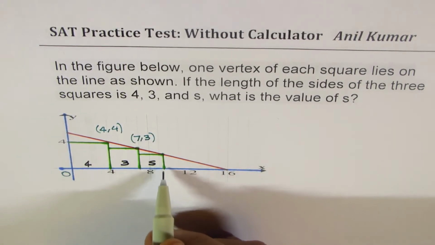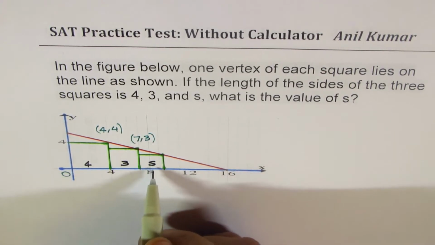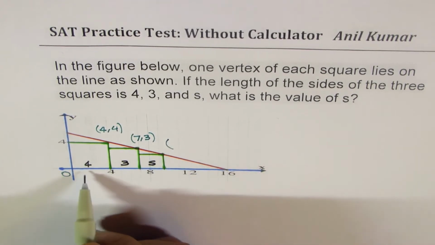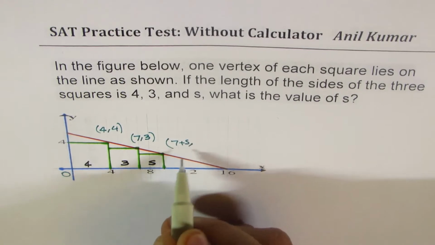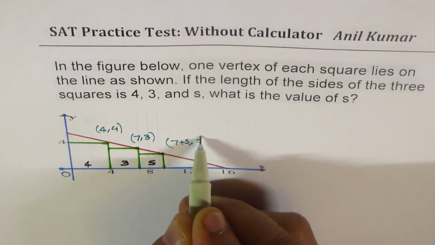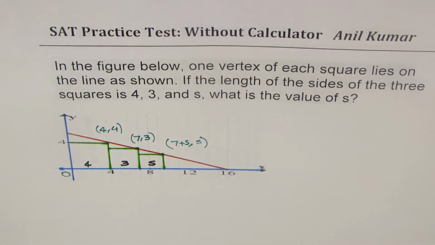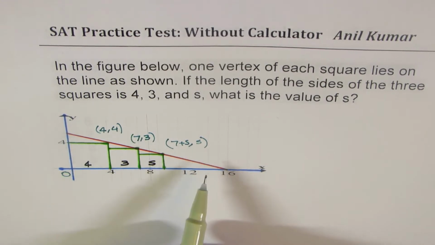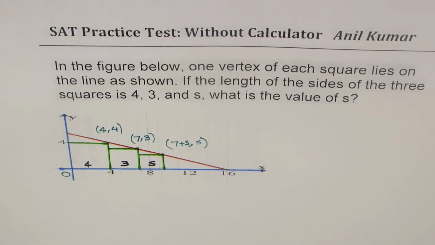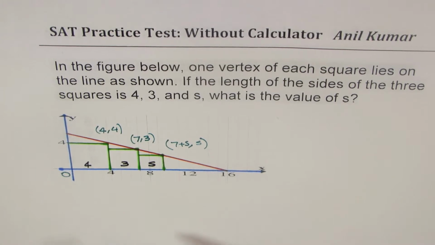And for the last square, whose dimensions are s by s, the x value will be 7 plus s, but the y value will remain as s. So these are the 3 points on the line. We have to find the value of s. You could see it like this, correct? Now some of you will find the equation of the line, then try to do it, but here is a better technique.